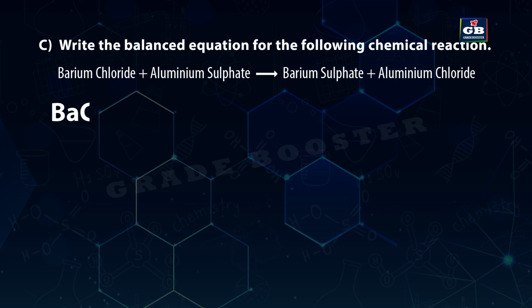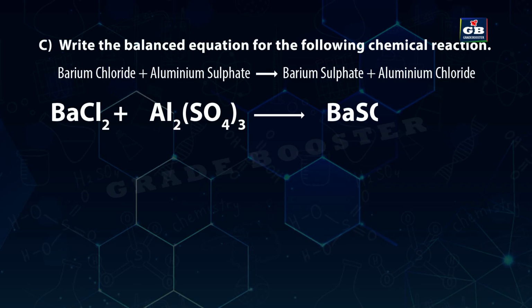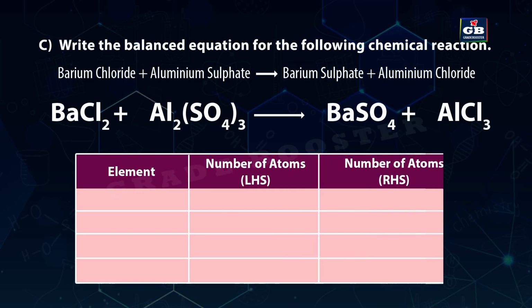BaCl2, barium chloride, plus Al2(SO4)3, that is aluminum sulfate, gives rise to barium sulfate BaSO4 plus aluminum chloride AlCl3. First let us identify the number of atoms of each element on both sides of the equation and balance them. Let us tabulate them.